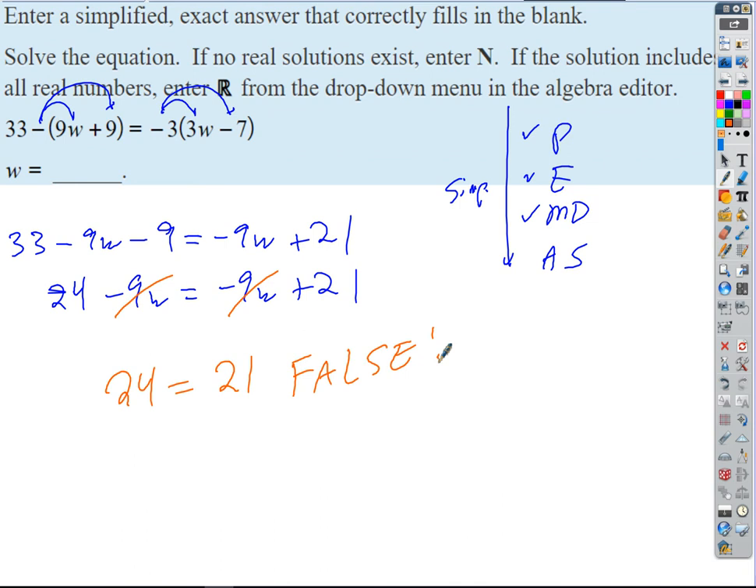So what's that mean? No real solutions. What if we had gotten 24 equals 24? All reals. That's true, so it would have meant all reals, right? Okay, and that's how we interpret that.